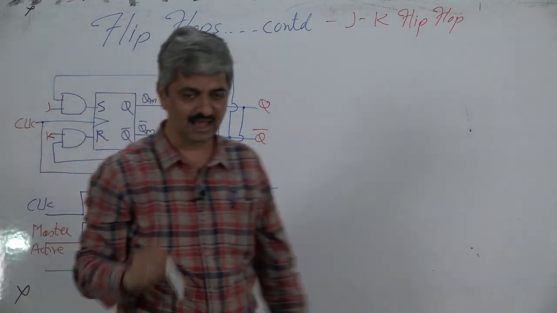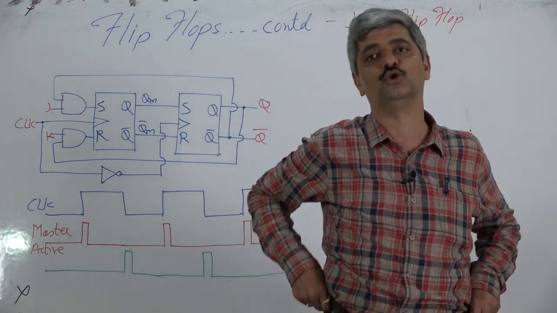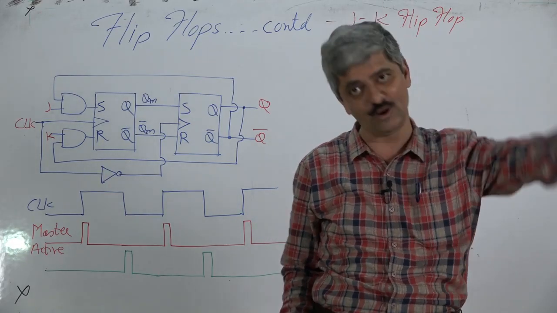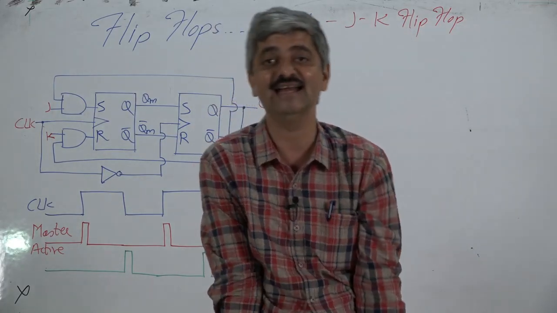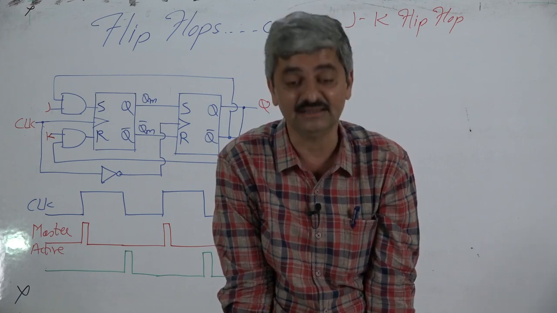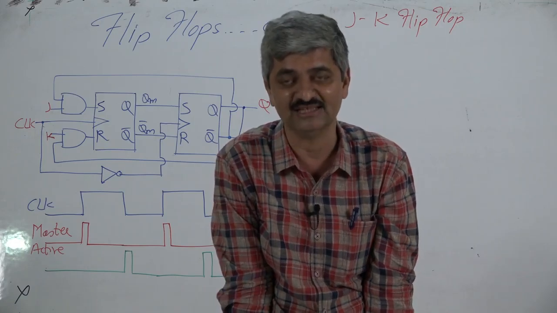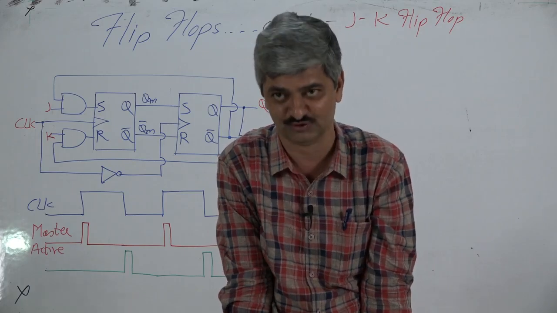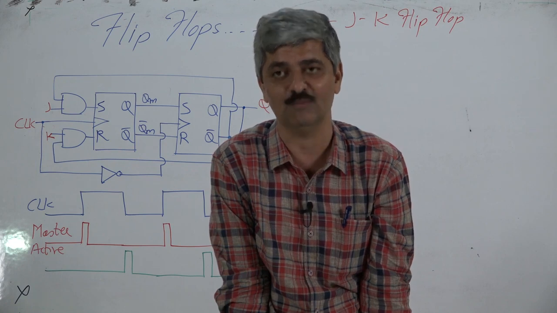Listen very carefully again. At the time of rising edge, Q and Q bar of slave, or overall Q and Q bar, depending upon J and K as well, decide QM and QM bar. But it does not change Q and Q bar. So the rising edge decides the master's output, which are intermediate outputs. That time it does not change Q and Q bar.